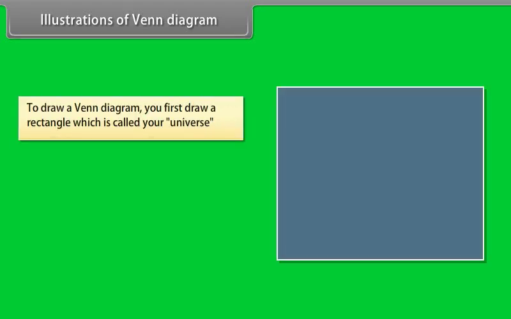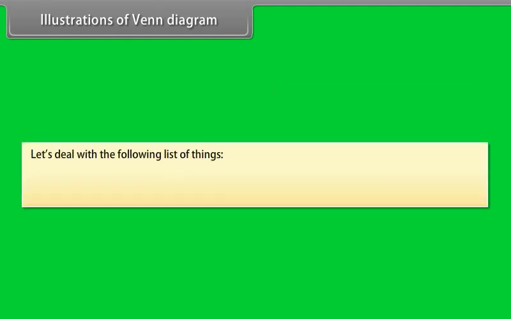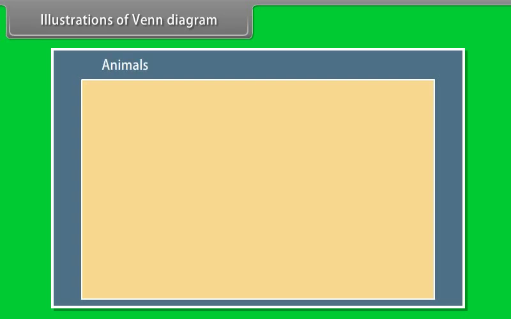Illustrations of Venn diagram. To draw a Venn diagram, you first draw a rectangle which is called your universe. In the context of Venn diagrams, the universe is not everything, but everything you are dealing with right now. Let's deal with the following list of things. Moles, swans, rabbit skunks, geese, worms, horses, Edmontosaurus, a variety of duck-billed dinosaurs, and a very fat cat. We'll call our universe animals.